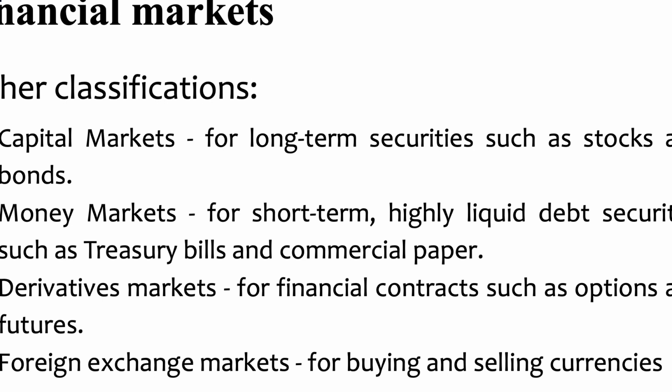It could be the derivative market for trading financial contracts like options and futures, assets that derive their value from other assets like stocks, currencies, and other things. Then we have the foreign exchange market, the market for buying and selling the currencies of countries. So the foreign exchange market can trade the Nigerian naira against the dollar, or the dollar against the yen.